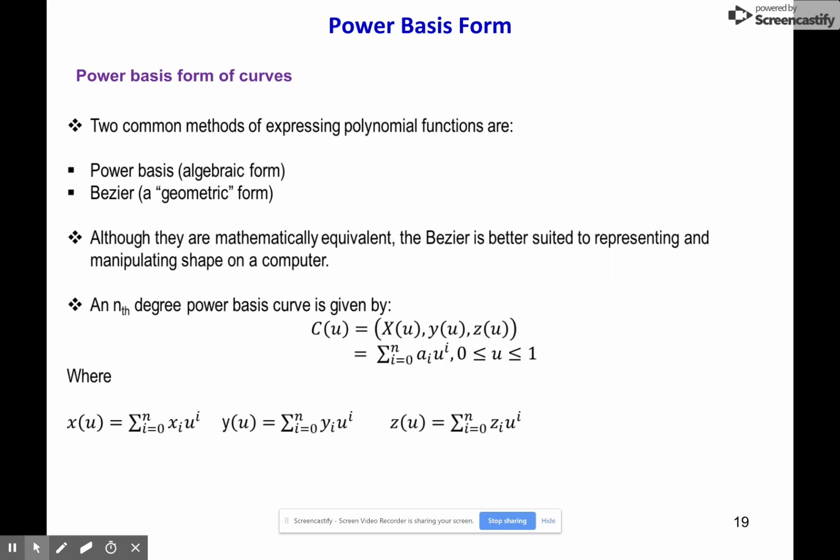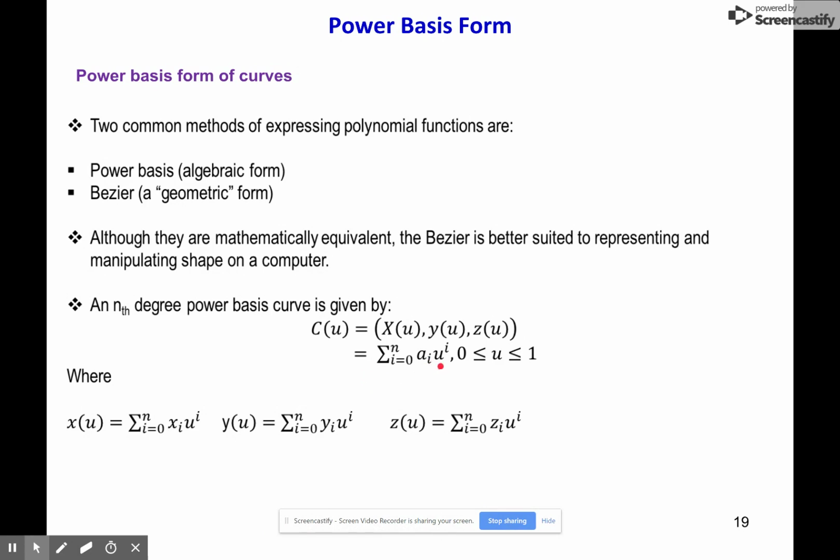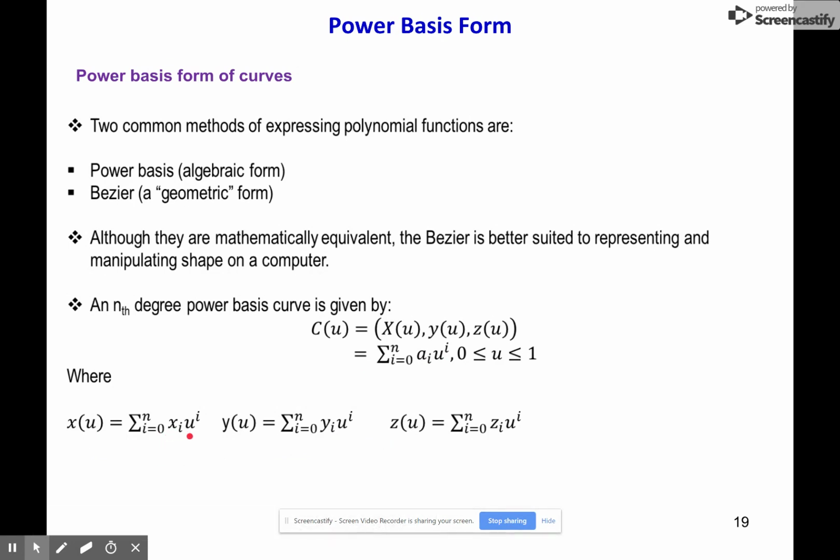Polynomials can be represented in two forms, power basis form and Bezier form. Power basis form is full of algebraic equations and Bezier form is a geometric form. First we'll see power basis form. The nth degree power basis curve is represented with summation from i equals 0 to n of a_i times u to the power i. Here a_i is a vector of x_i, y_i and z_i. So x is again summation from i equals 0 to n of x_i times u^i.